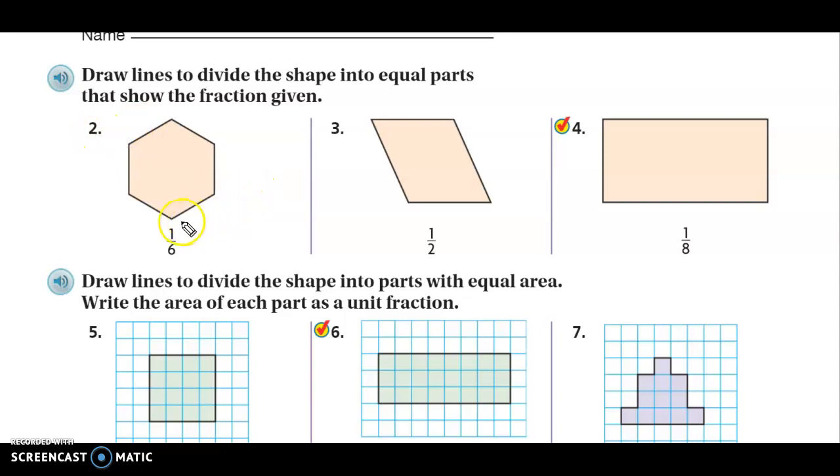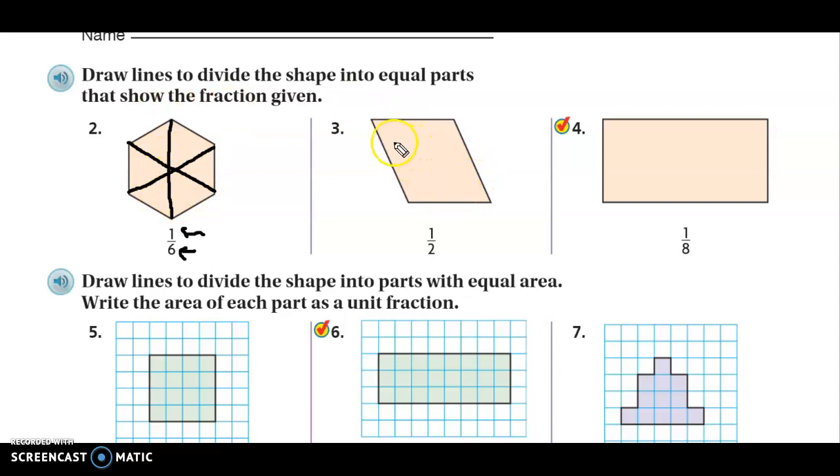So number 2, 1/6. To make this into 1/6, there's a couple different ways that you can do it. The way that I always do it, I draw a hexagon, go straight down, and then I go diagonal and diagonal, so that each part is the same exact size, and they are all 1 out of the 6. Because remember, that's what it stands for. The numerator stands for how many parts. The denominator stands for how many total parts. So 1 out of 6.